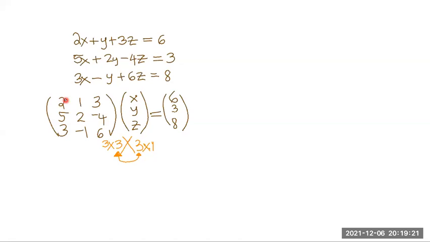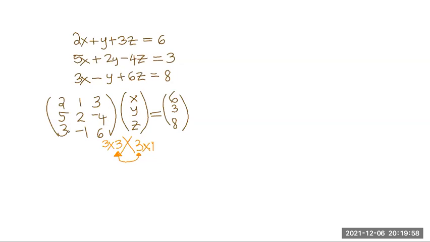Seeing that we know that it is compatible, let us try the multiplication. 2 times x is 2x plus 1 times y is 1y plus 3 times z is 3z. And of course, that is equal to 6 up here. Let us try the second row. 5 times x is 5x. 2 times y is 2y. And negative 4 times z is negative 4z.